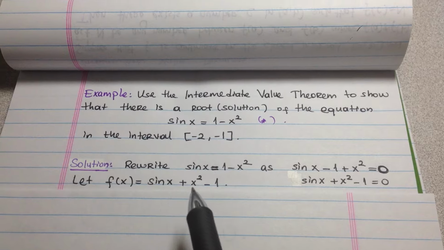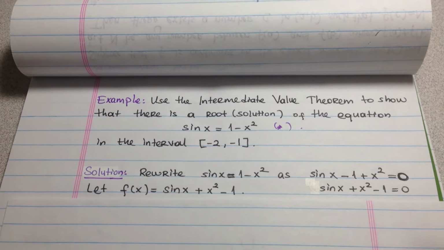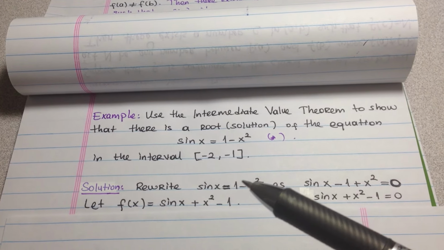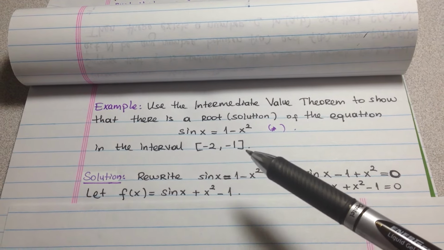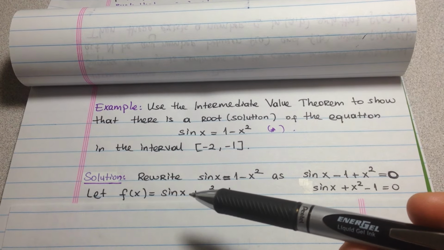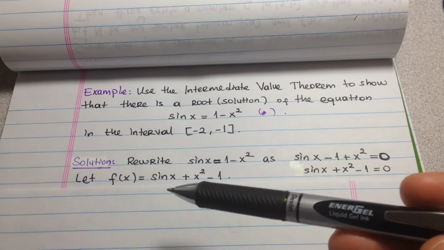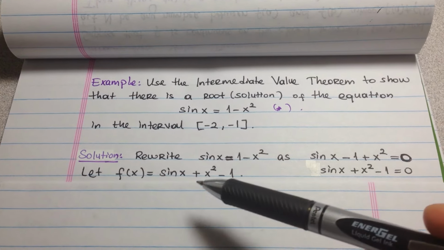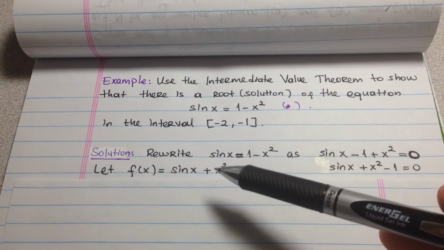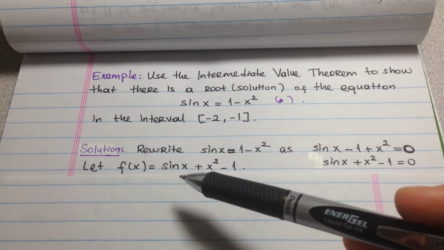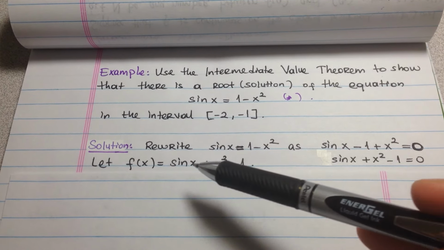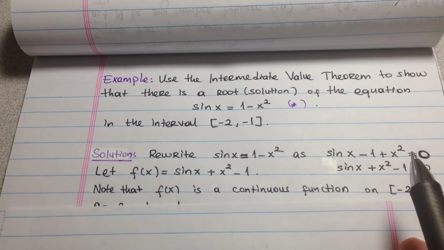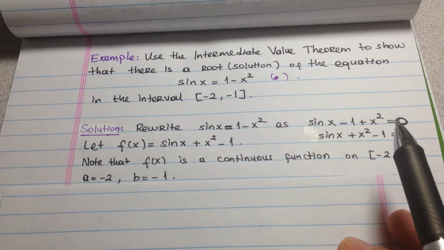And note that this function is continuous. I need to state that in order to use the theorem, because that's the most important part of the theorem again. So why is this function continuous on the interval given? Well, let's see. Sin x is a continuous function because it's a trig function. We know the graph has no jumps, no holes, no vertical asymptotes, right? X squared minus 1 again is a polynomial. It's a continuous function, and we said in class that if we add two continuous functions, you get a continuous function back. That's nice. So we can state this and then proceed.